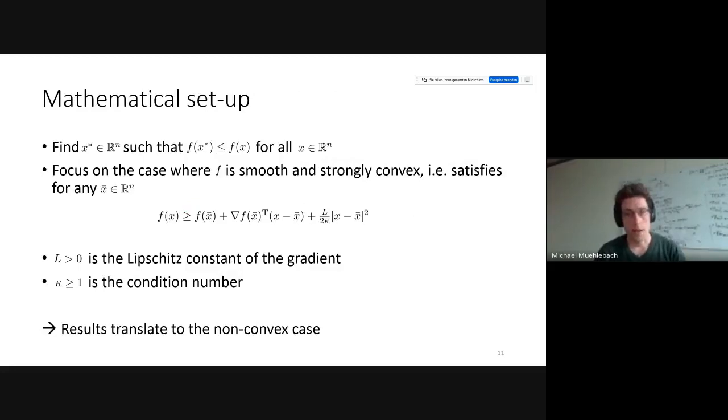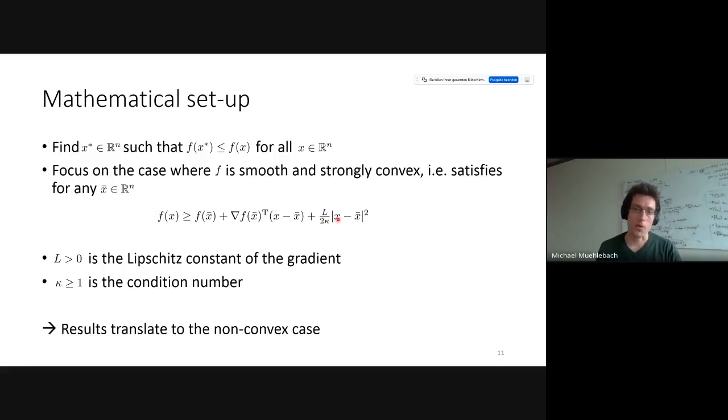And in order to do that, I would like to introduce some mathematical notation. So I'm interested in minimizing this function f, so finding x star, the minimizer of the function f. And in order to fix the ideas, I think it's useful to start with the case where f is smooth and strongly convex, which means that it has a Lipschitz continuous gradient and that it satisfies this bound here.